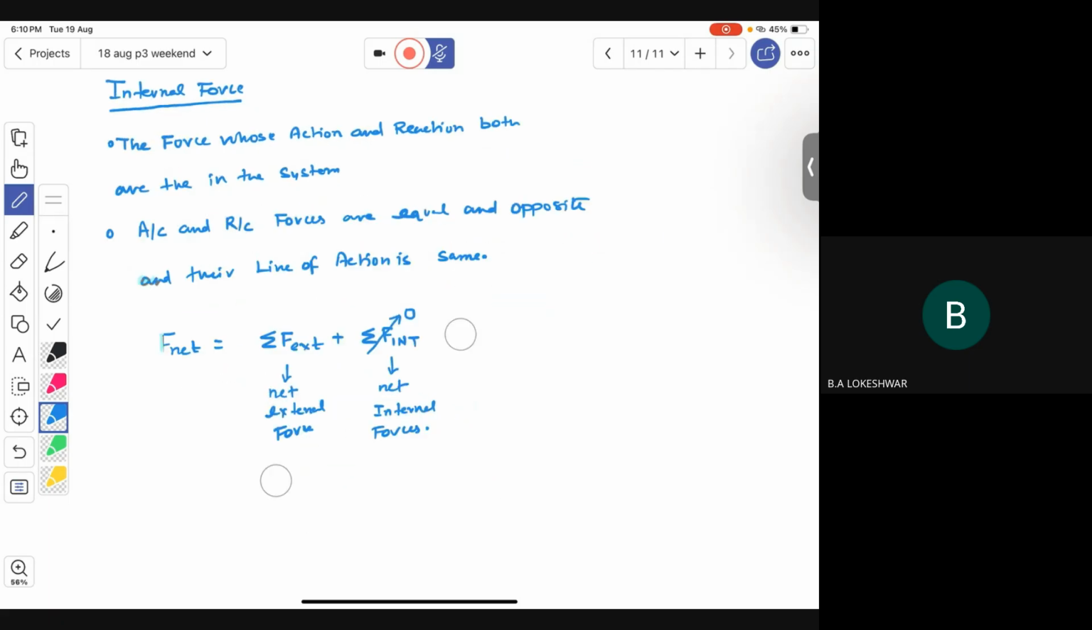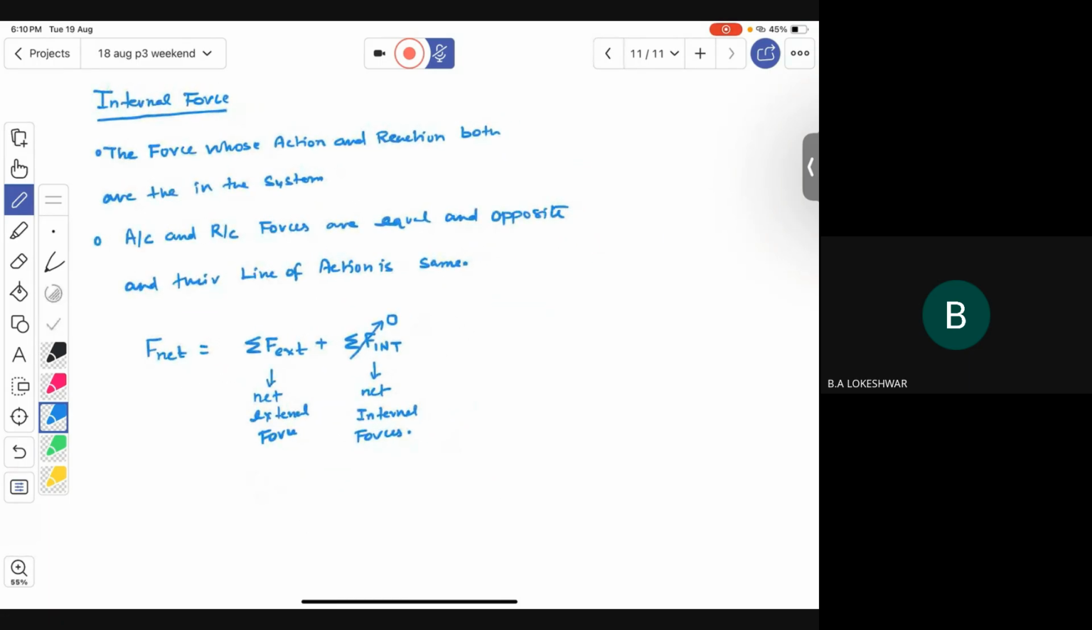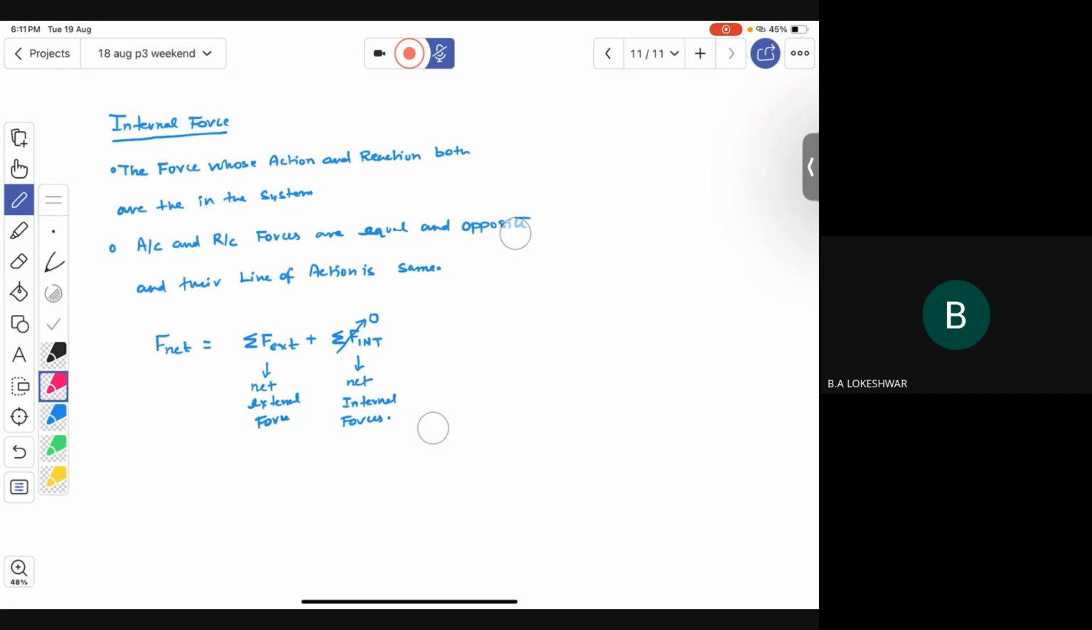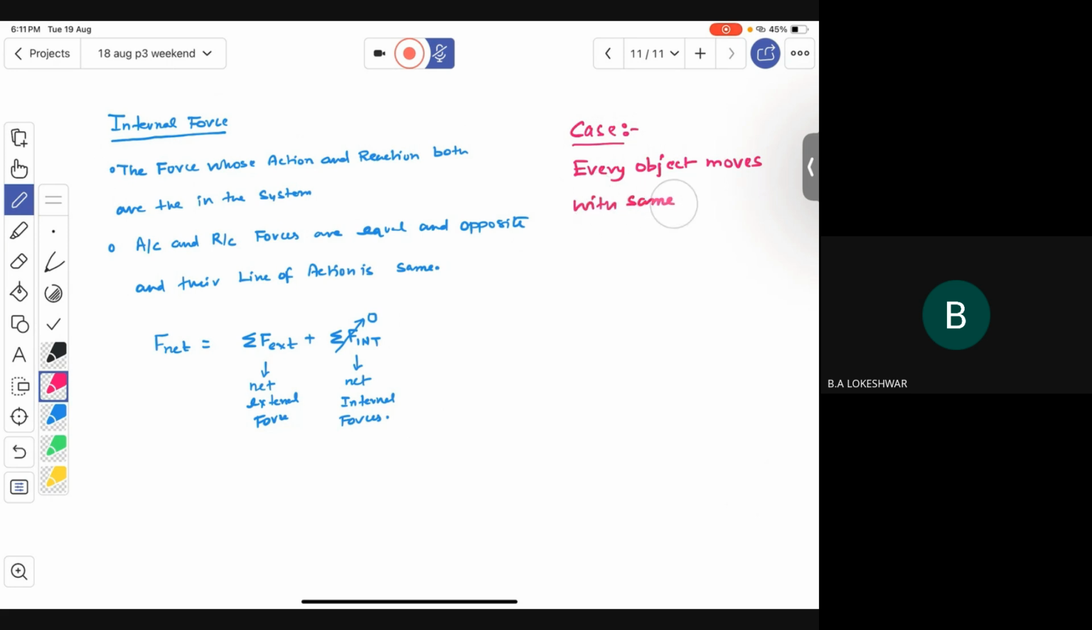Now what I'm really trying to tell is, if I come across a case when every object in whatever I am going to take as a system is moving together, then you can do this thing. Not all the time. If I have a case when every object in a system moves with the same acceleration.